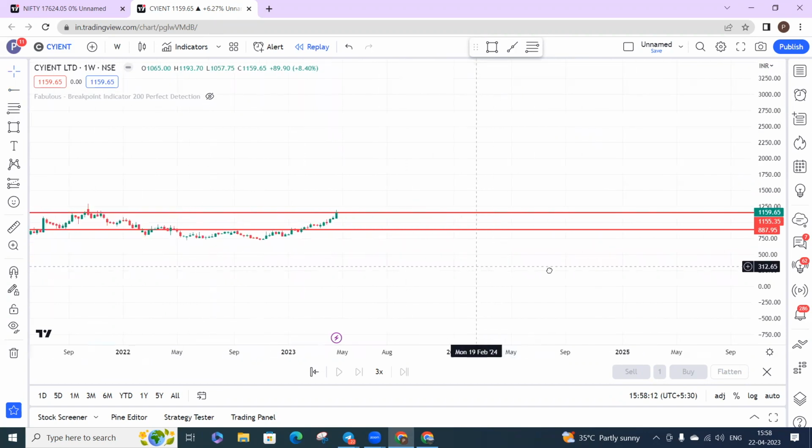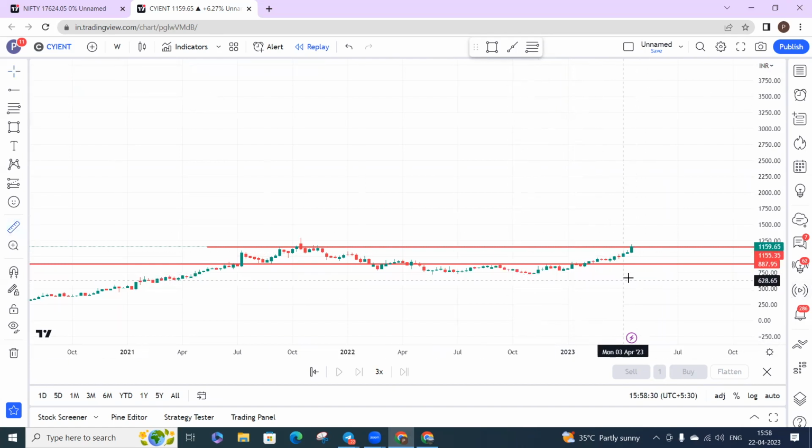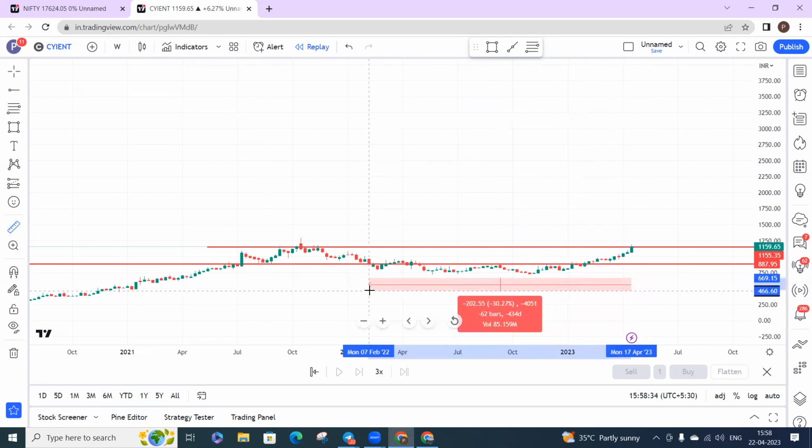How many days? 52 weeks high, right? This is 52 weeks high. 1, 2, 3, 4, 5, 6, 7, 8, 9, 10, 11, 12, 13, 14, 15, 16, 17, 18, 19, 20, 21, 22, 23, 24, 25, 26. I think I can view it like this. From here, 60 bars, 652. This is 1 month, 1 year, right? This is 1 year.